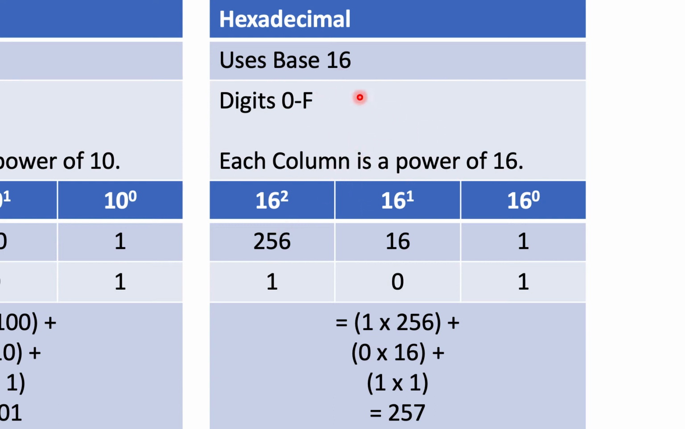So it's base 16, so each column is a power of 16. So 101 is 1 lot of 256, 16 squared, plus 0 lots of 16, plus 1 lot of 1. So in hexadecimal, 101 is 257 in decimal. Okay?